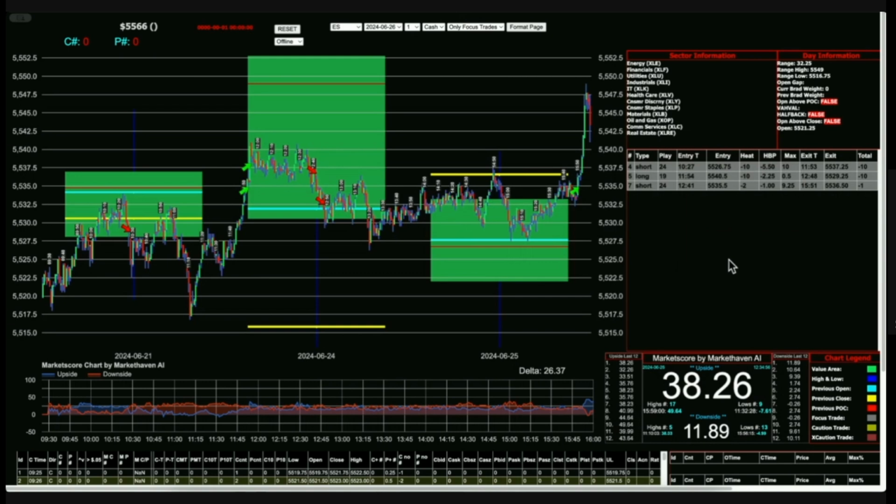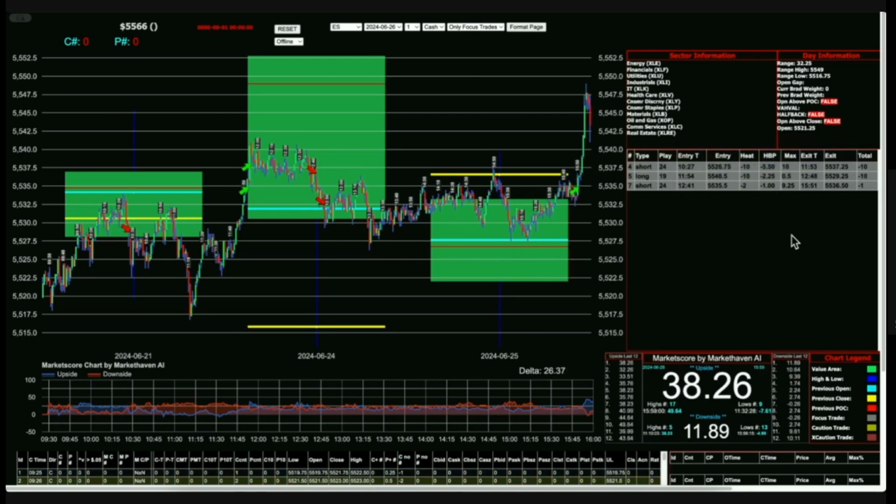So on the chart, there are 3 spots to pay attention to. A lot of people get caught up in the fact that it shows a -10. This is not meant to be how you would have taken the trade. The focus, or the way that the focus trades are taken, is there are 3 fields to pay attention to. There's the entry, there's what I call HBP, which stands for heat before peak.